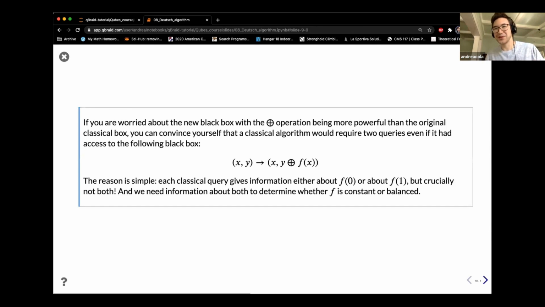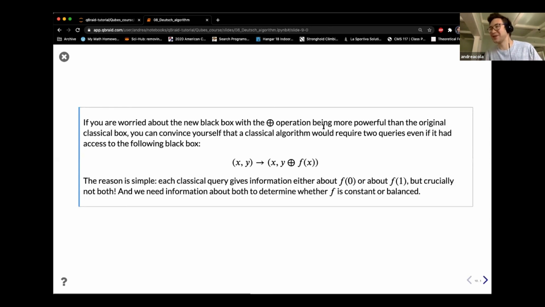You're right that we're still changing the problem, because in the quantum case you're getting access to a unitary, a quantum gate implementing this function, whereas in the classical case it's just some classical mapping. So we are changing the problem, because in the quantum case you're getting access to a quantum gate.